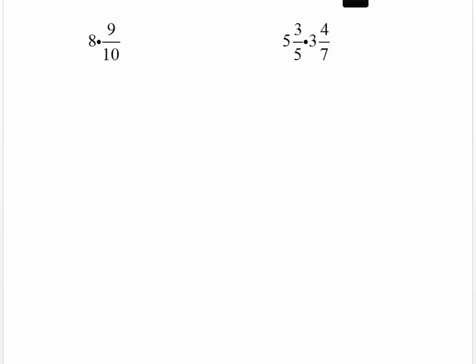For the rest of the multiplication problems, I'm going to continue to cross reduce before I multiply in order to make the problems a lot easier. So I have two more examples here. One of them is here, where I'm multiplying a number by a whole number. This is not the same as simply writing it 8 and 9/10. This is multiplying the fraction 9/10 by 8. So we're going to do something slightly different.